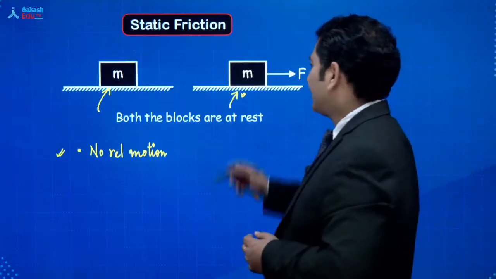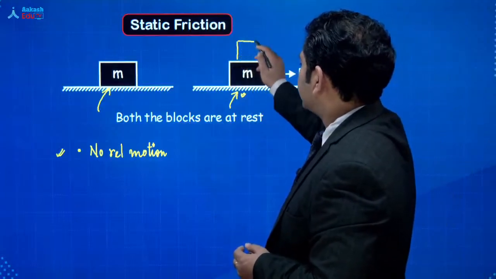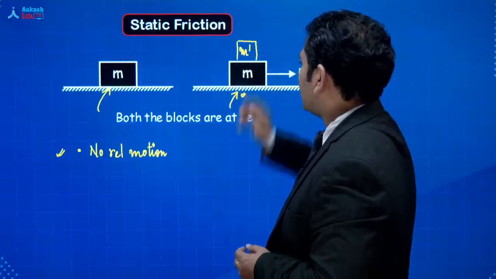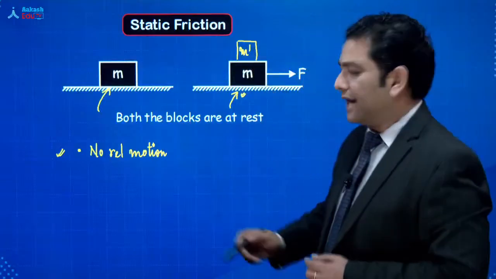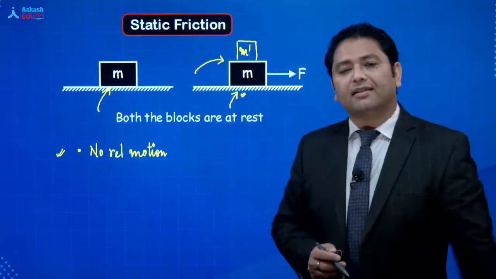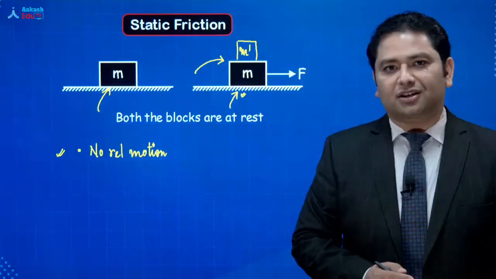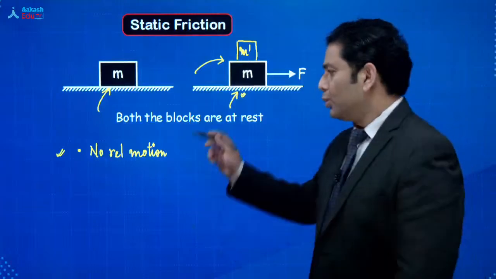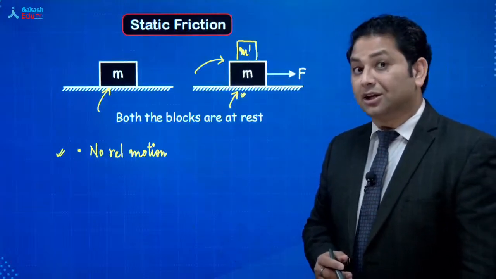Similarly, let me add one more example. मान लेते इसके ऊपर there is another block M dash. And now you want to decide at this given surface whether there is static friction or not. तो क्या check करेंगे? Whether there is relative motion or not.